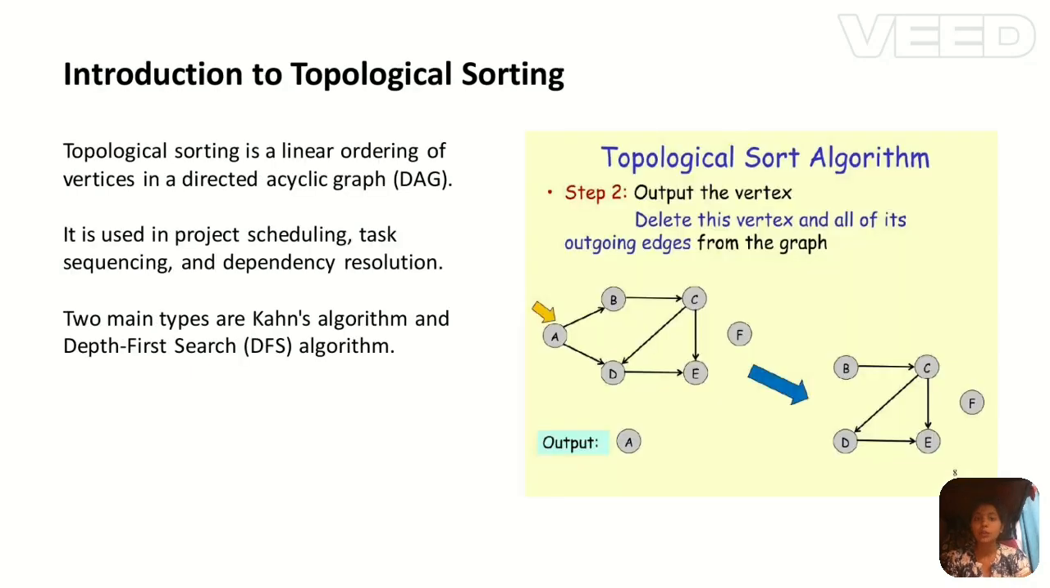So, introduction to topological sorting. Topological sorting is a linear ordering of vertices in a directed acyclic graph. It is used in project scheduling, task sequencing, and dependency resolution. There are two main types: Kahn's algorithm and the depth first search DFS algorithm. Here, a topological sort algorithm with A, B, C, D, E. If we delete A, A will be disconnected or removed, and B, C, E will remain in the diagram.